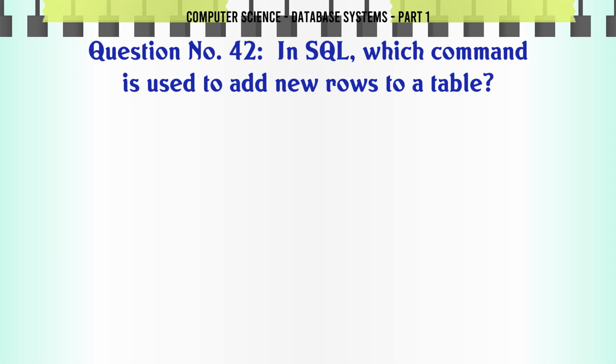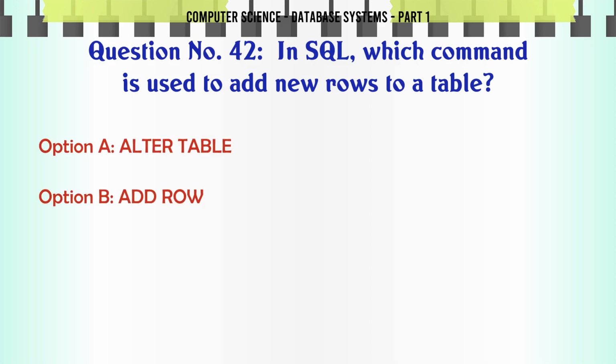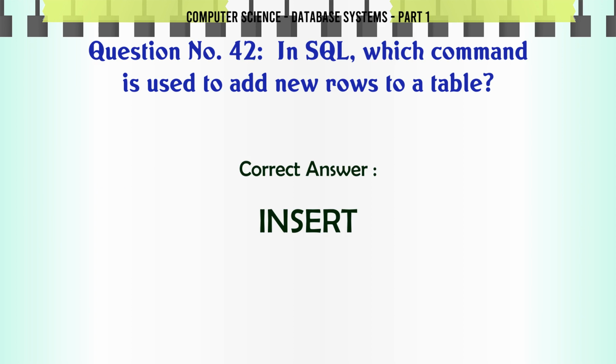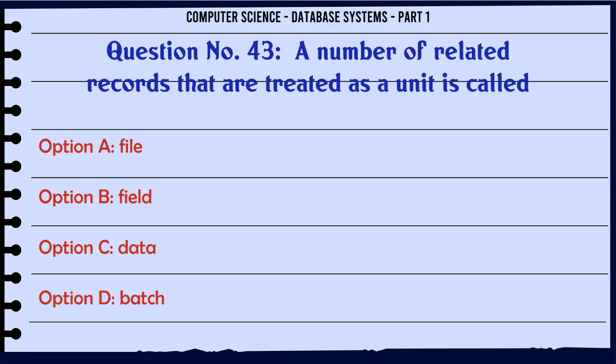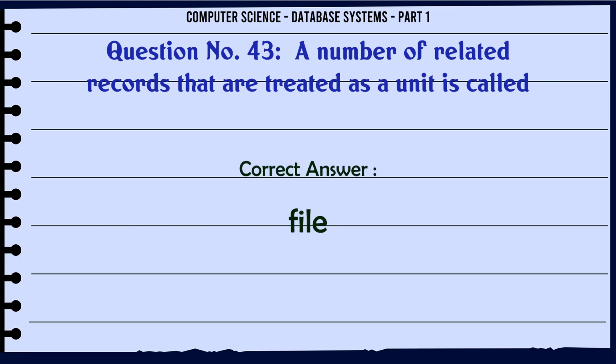In SQL, which command is used to add new rows to a table? A, alter table. B, add row. C, insert. D, append. The correct answer is insert. A number of related records that are treated as a unit is called A, file. B, field. C, data. D, batch. The correct answer is file.